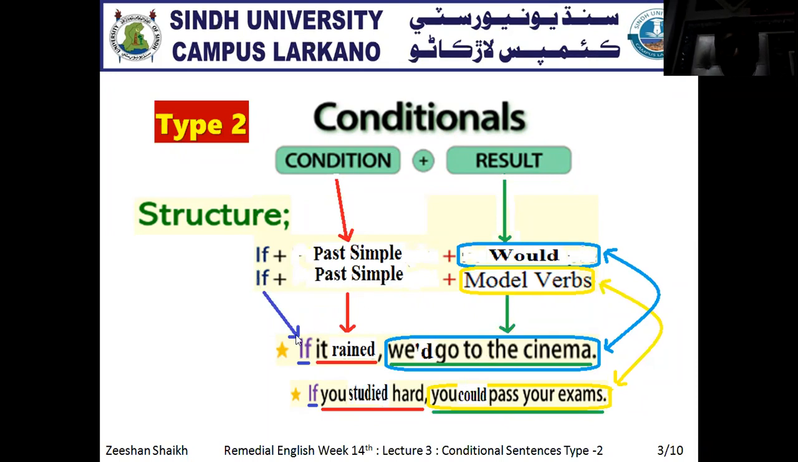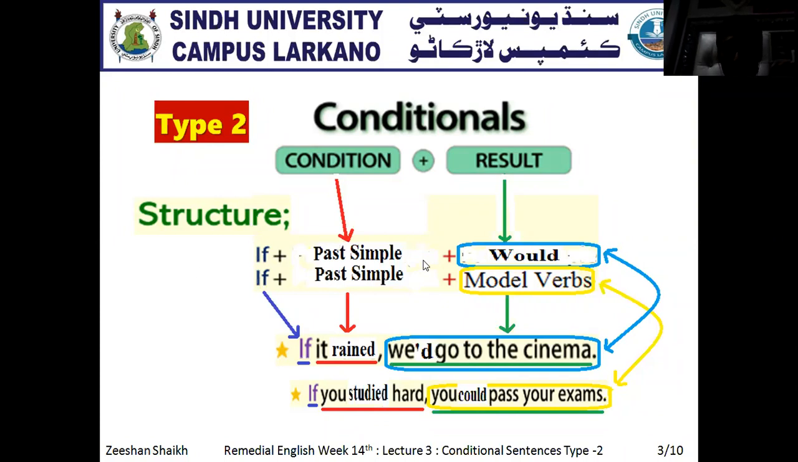Clear? Now, if you have a look at this: if it rained, we would go to the cinema. The first sentence is your condition, in the past simple tense, and the second sentence is your result. We have used here "we would go to the cinema." Actually, "we'd" is a contracted form, in simple language a short form or shortcut. So I have used this short form, we would go to the cinema. This shows the second sentence, the result.